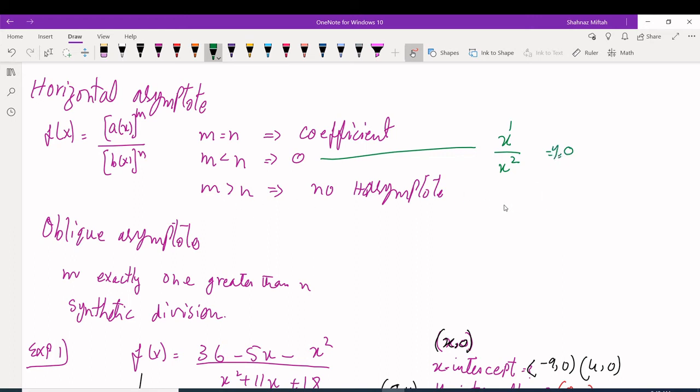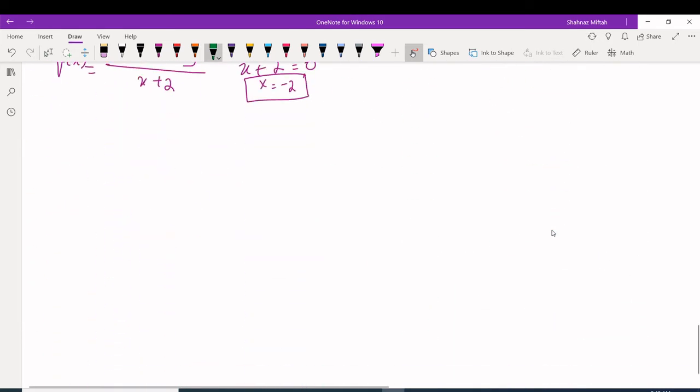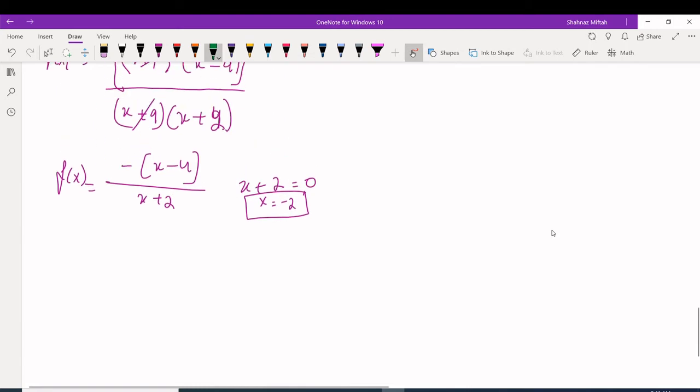If I have x squared, or make it 3, on top, greater than the 1 in the bottom, then there is no horizontal asymptote. That's what I mean by the degrees m and n, the exponents. Okay, we finished the horizontal asymptote.